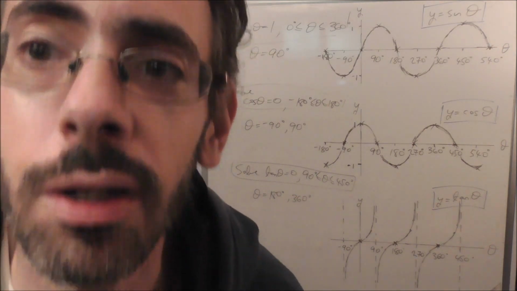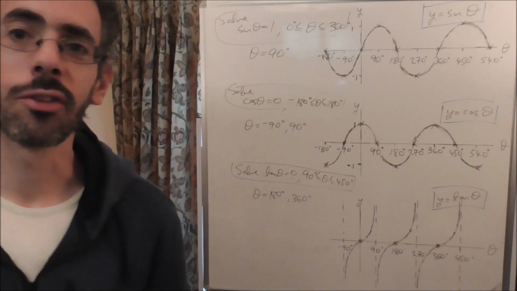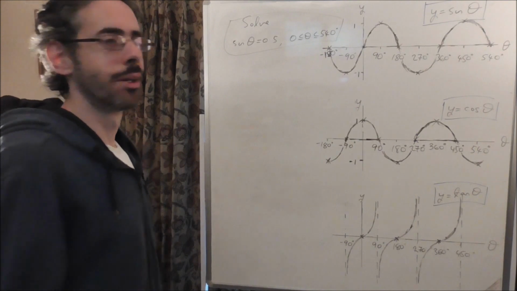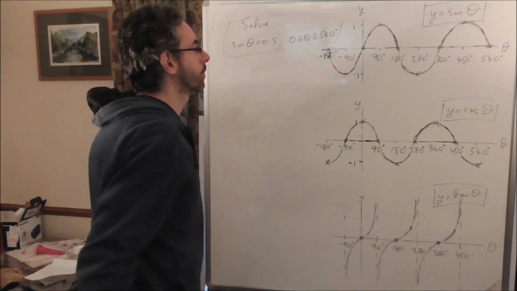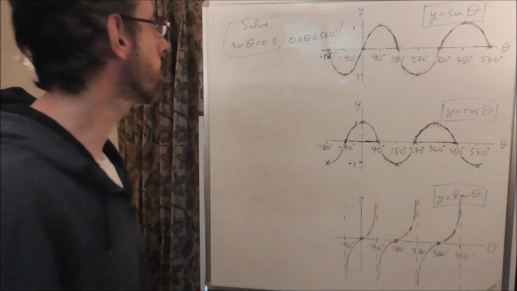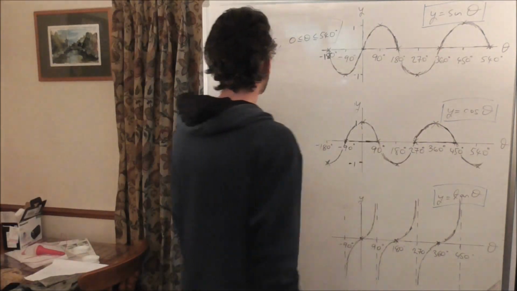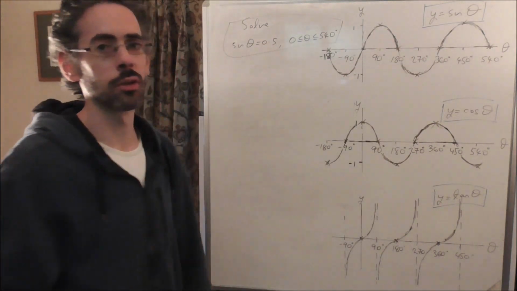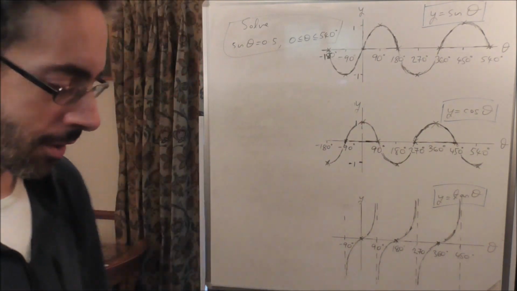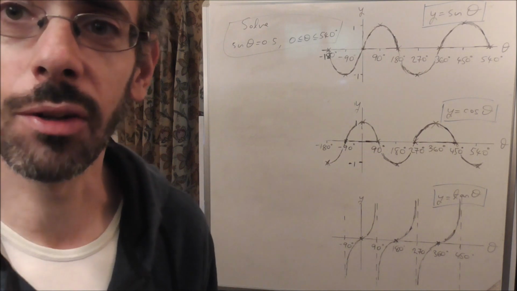They were quite easy, so coming up next are some slightly harder ones. Right, so here's a slightly harder equation perhaps. Solve sine theta equals 0.5, looking in the range from 0 to 540. The reason it's slightly harder, perhaps, is because you can't just read it straight away off the graph. We're going to have to use the calculator to help us out here.